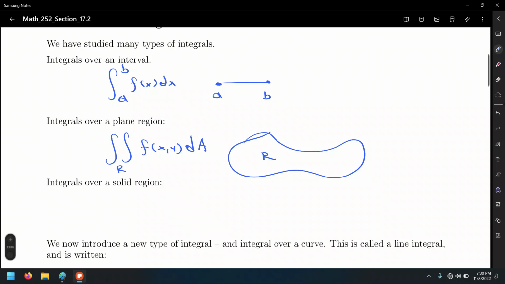Now, triple integrals. That's integrals over solid regions. Let's call that solid D. And that's a function f of x, y, z, dV. Again, without getting into too many details, if f of x, y, z is 1, it's just volume, otherwise it's mass. Well, I already mentioned that.